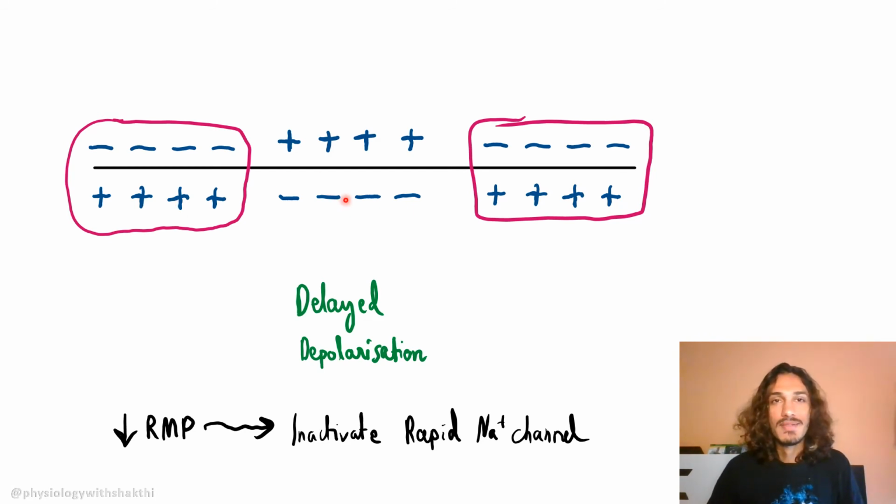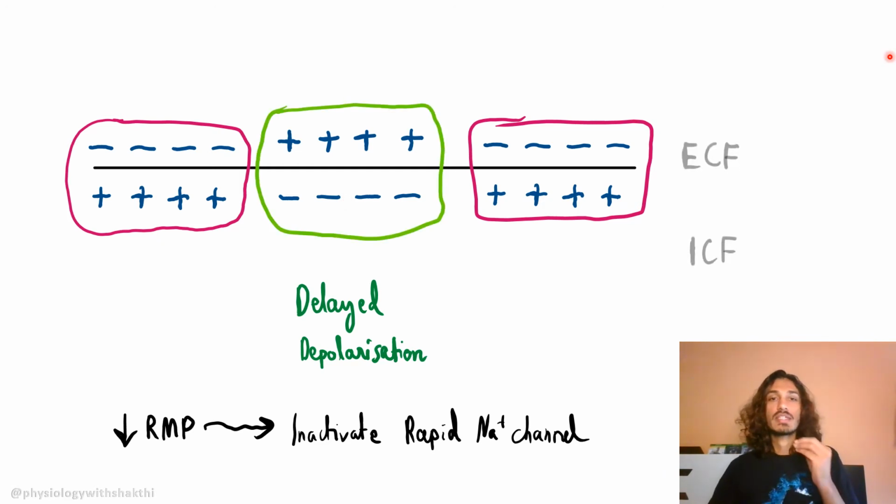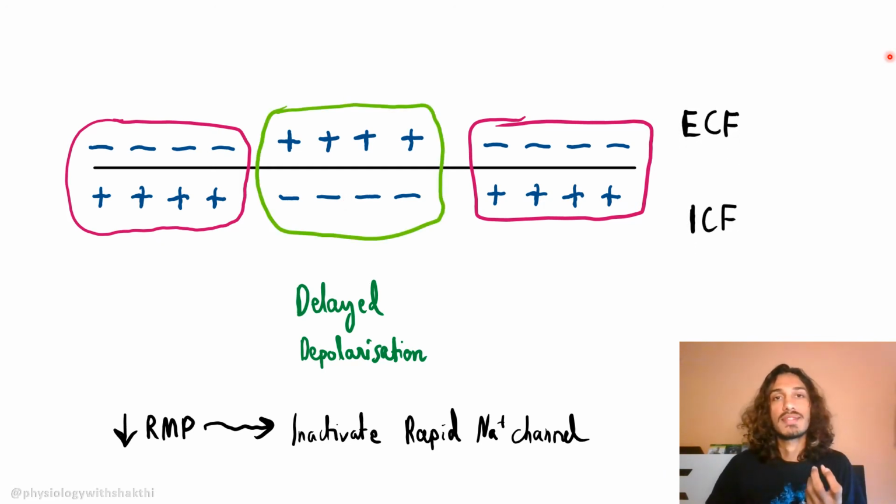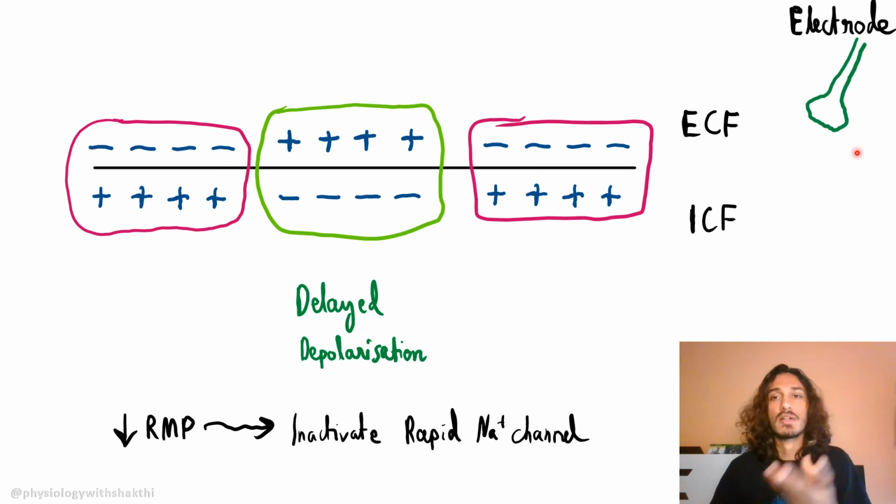I hope you understand. When we usually record ECG, we don't put an intracellular lead. We usually measure the potential which is there outside the cell. So the electrode is kept outside, and whatever the outside potentials are is what is recorded.